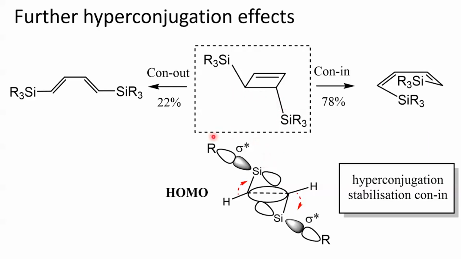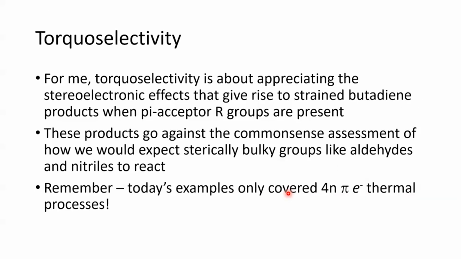And it turns out that hyperconjugation of the sigma antibonding orbital between the silicon and whatever the R groups are is creating this empty orbital directly above the bond that's breaking, stabilizing it when the silicons are moving inwards like so. So effectively it comes down to what orbitals are surrounding the breaking bond, and do those orbitals stabilize or destabilize the activation energy? So that's my quick overview of torquoselectivity.